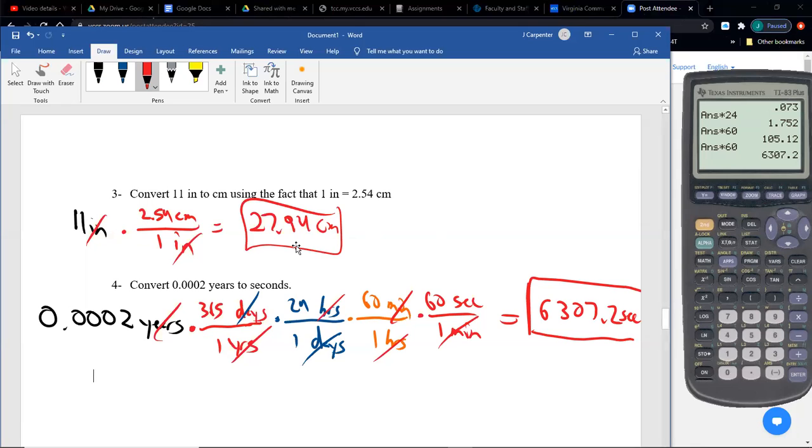I want to write that just a little better. The seconds kind of got squished in. 6,307.2 seconds.